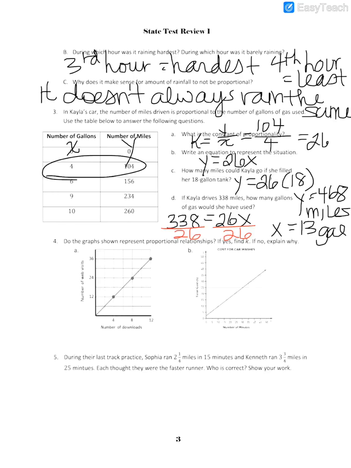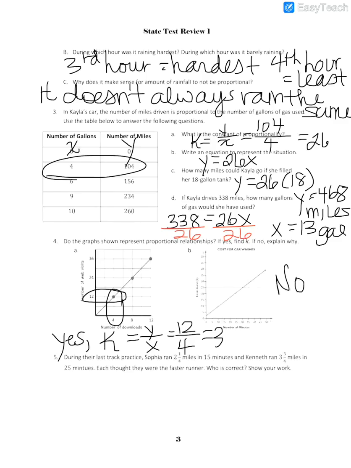All right, number 4, do the graphs shown represent proportional relationships? If yes, find k. If no, explain why. Okay, so let's look at A. This would be a yes, because it's a straight line through 0, 0. And my k, I need to do y over x. So I'm going to use this point right here. My y is 12, my x is 4, so my k is 3. All right, let's look at B. This is a no because it does not go through 0, 0.